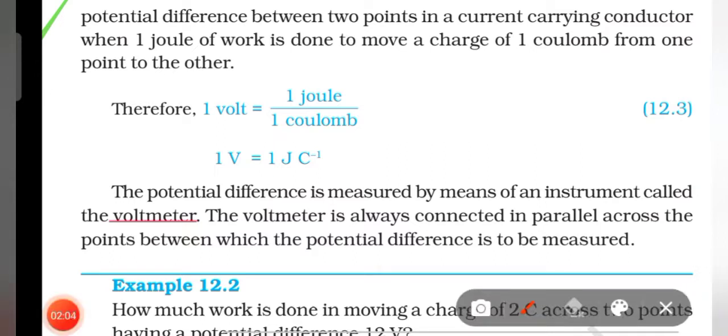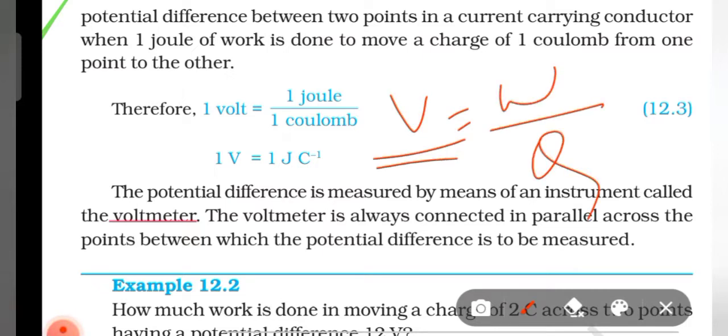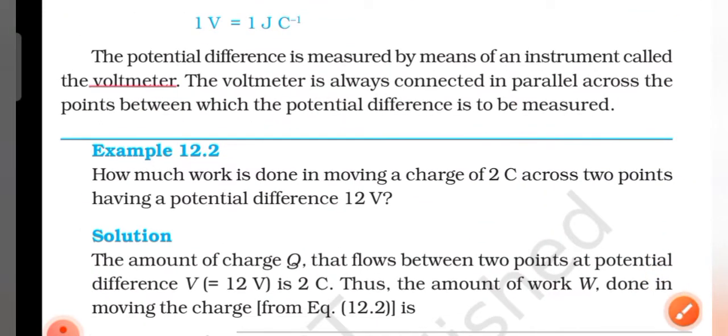As the formula is V is equal to W by Q, the unit of potential difference is volt, the unit of work is joule, and the unit of charge is coulomb. So therefore 1 volt will be 1 joule per coulomb. The potential difference is measured by means of an instrument called a voltmeter. We use a voltmeter to measure the potential difference.